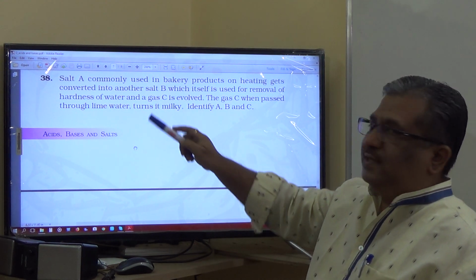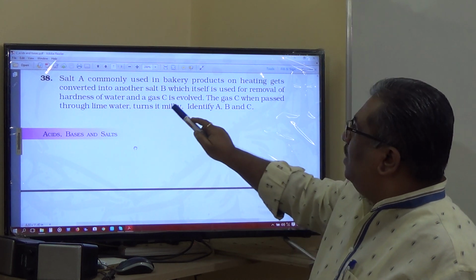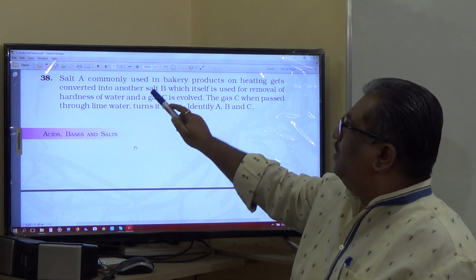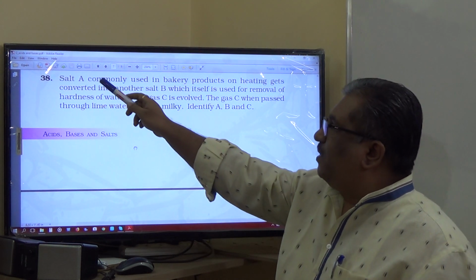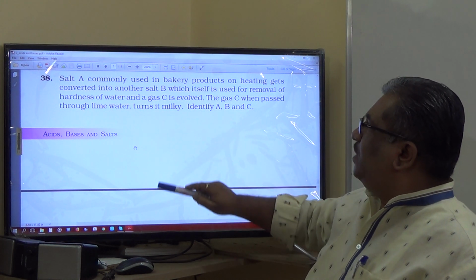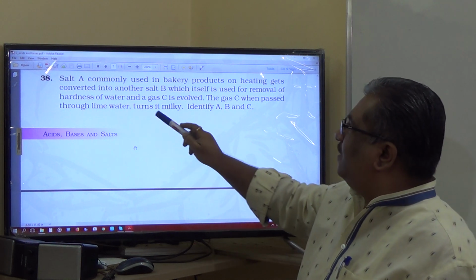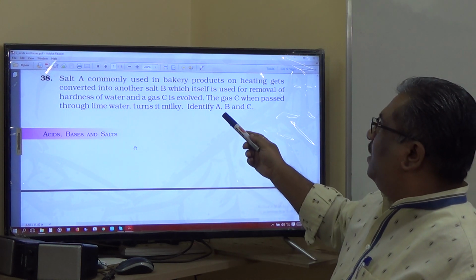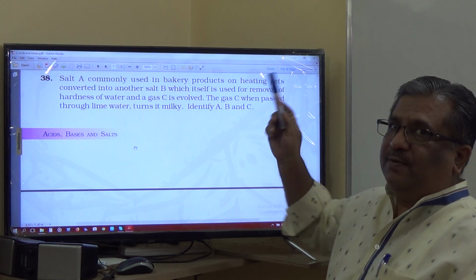So salt B is Na2CO3, and gas C is evolved. So when A is heated, this is produced and C is evolved. C is carbon dioxide. So salt A is NaHCO3, B is Na2CO3, C is CO2 gas. The gas C, when passed through the lime water, turns milky. Yes, CO2 gas, when it is passed through the lime water, it turns milky. Identify A, B, C. A, NaHCO3, B, Na2CO3, C, CO2 gas. Next.